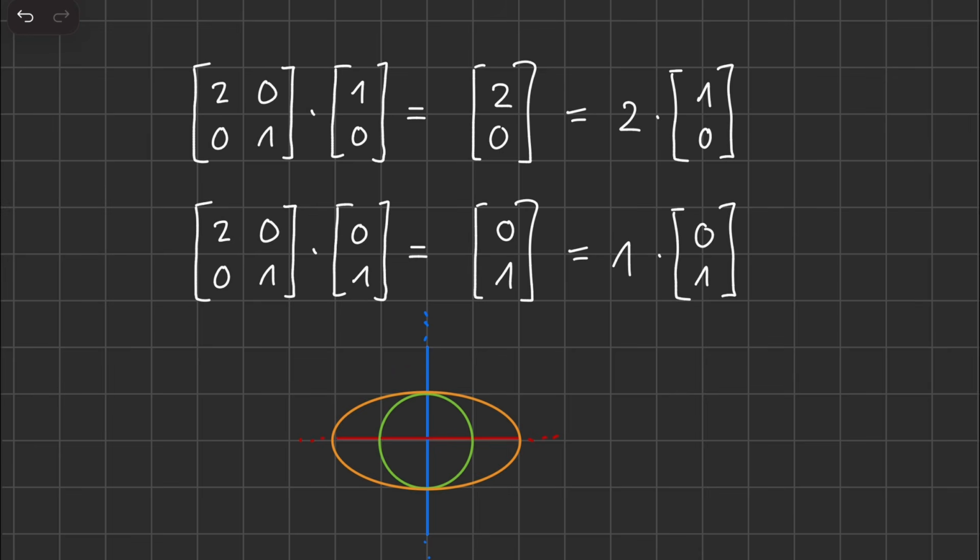And using that information, we can tell that our linear transformation turns this circle here into this ellipse out here, since it stretches in the x dimension by a factor of 2 and leaves our y dimension as is.